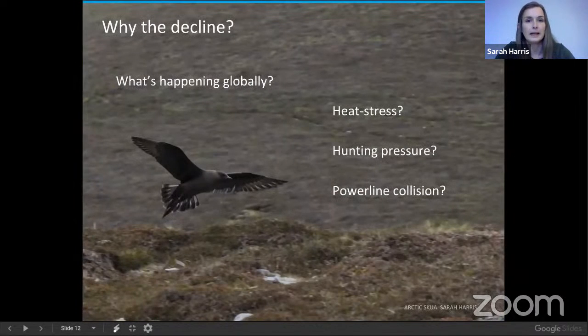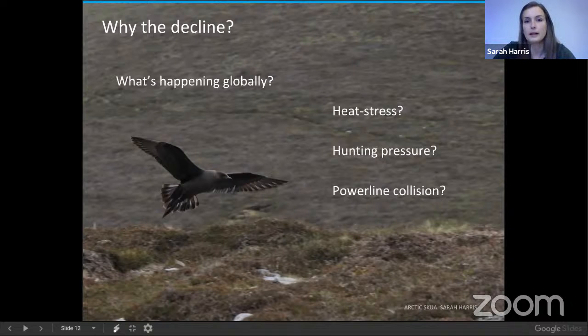So globally, as I said, Arctic skuas are at the southern edge of their global range, and heat stress is something that comes up fairly often with seabirds as well. And this could be with a warming climate, the birds are overheating while they're trying to incubate on the nest. And on Fair Isle, we were seeing birds fidgeting quite a lot and getting off the nest, leaving the nest unattended while they went to bathe and try and cool down a bit. So we suspect that might be something to do with it as well.